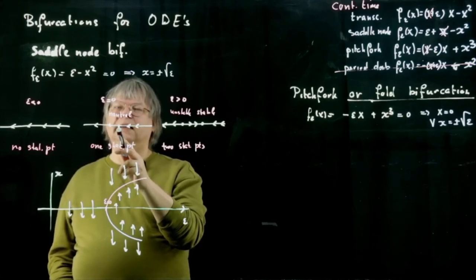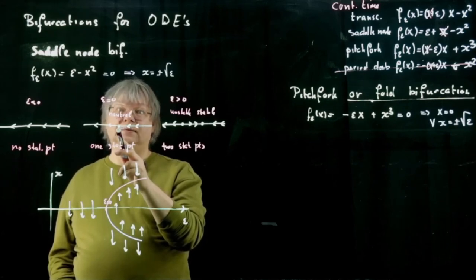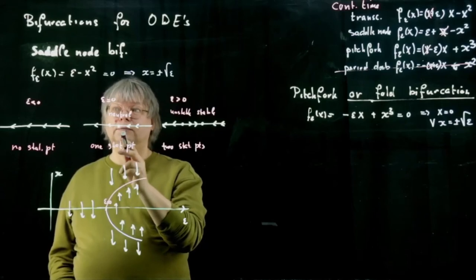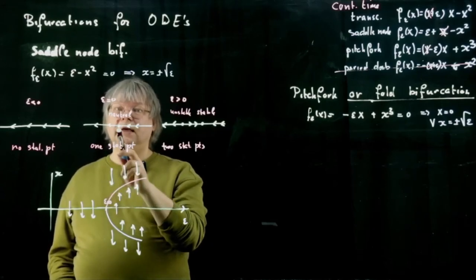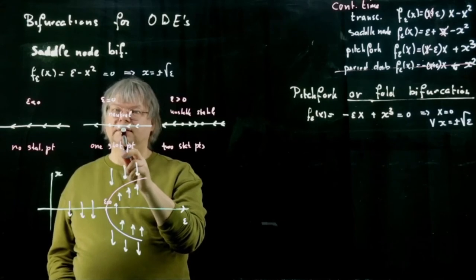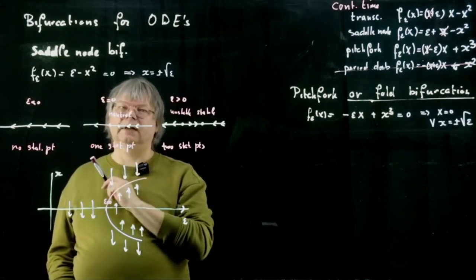But if x is not equal to 0, then f of x is negative because it's minus x squared. So all the movement is to the left. And that makes this stationary point neutral because it's attracting from the right and repelling from the left.